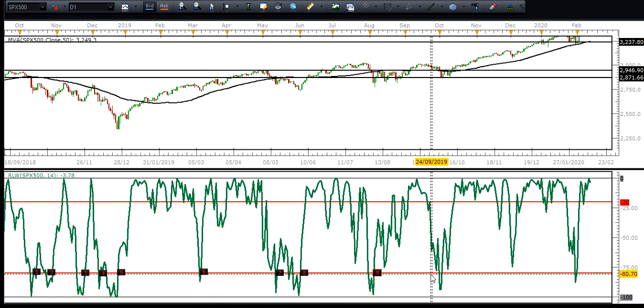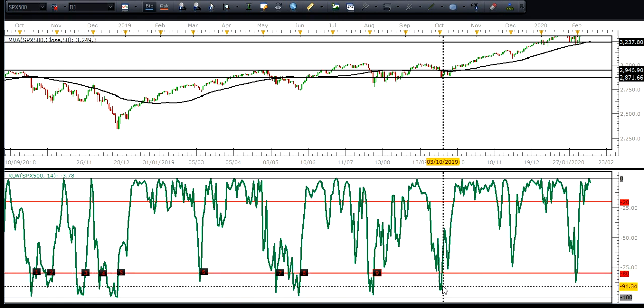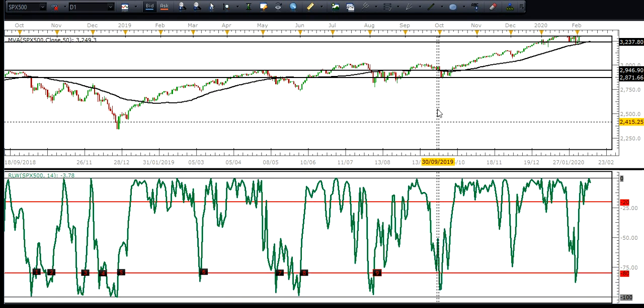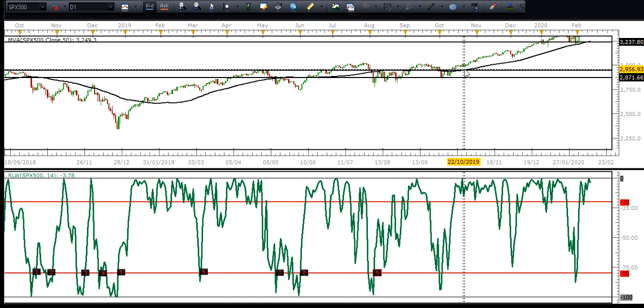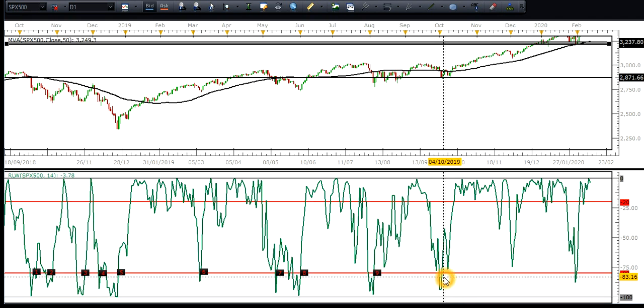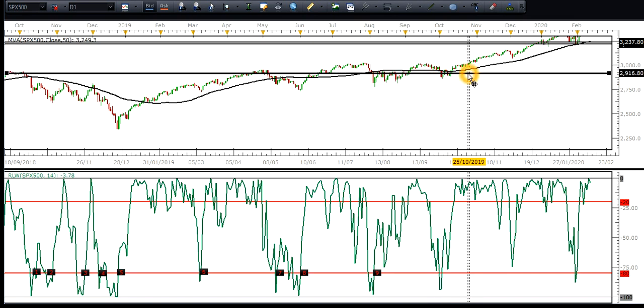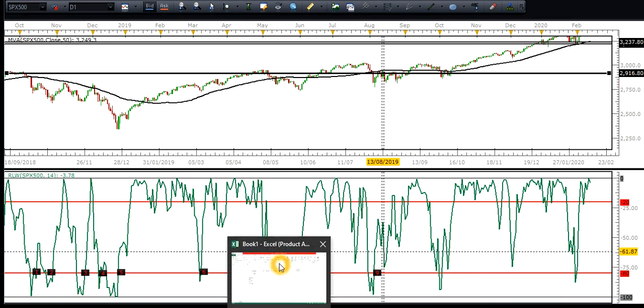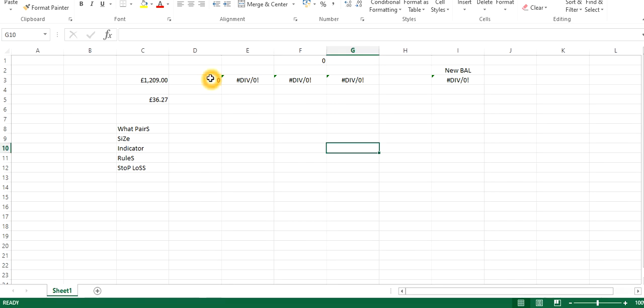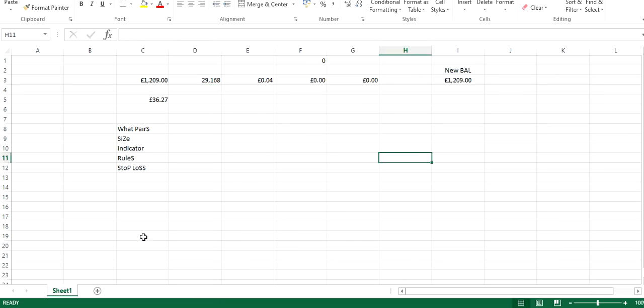So here we go. This is another entry point. Came down here, went up here. There's a green candle, this one over here. Let's move that out of the way. Came, touch this point, you're looking up. There's your green candle. This is the price you entered. 29,168.